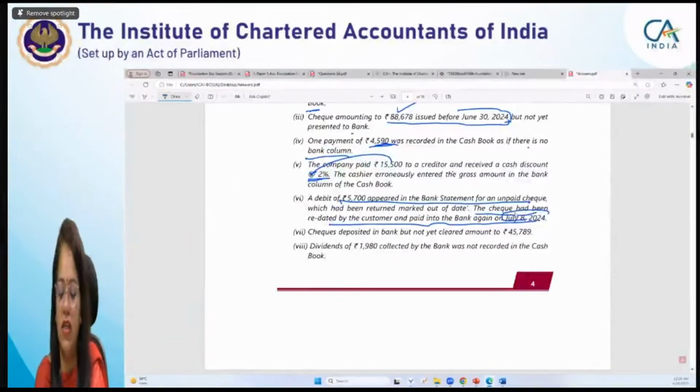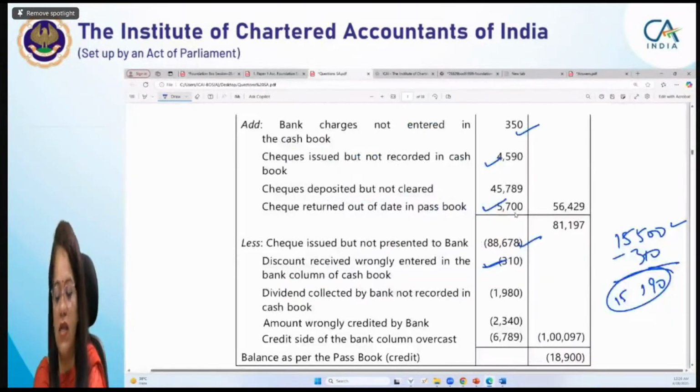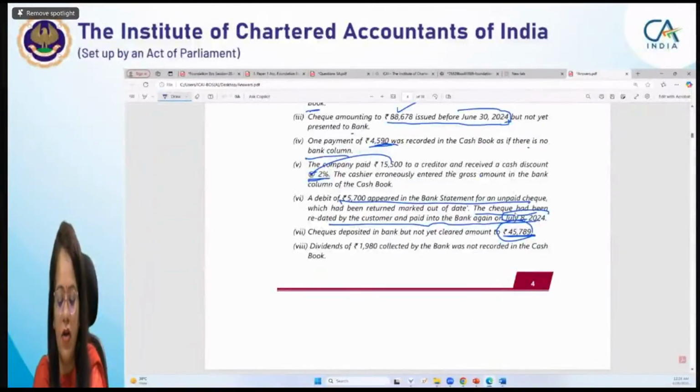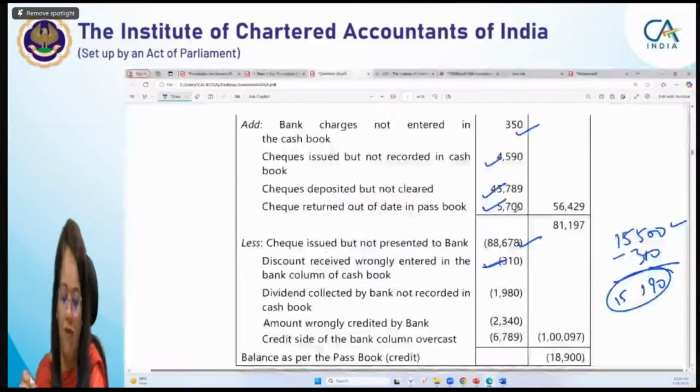Check deposited in the bank but not yet cleared amounted to rupees 45,789. See, when the check was deposited in the cash book, we must have reduced our overdraft balance. But here it has not been cleared. So this amount has to be added in our overdraft balance. Dividend of rupees 1,980 collected by the bank not recorded in the cash book. So this amount has to be reduced from the overdraft balance. This amount has been received.